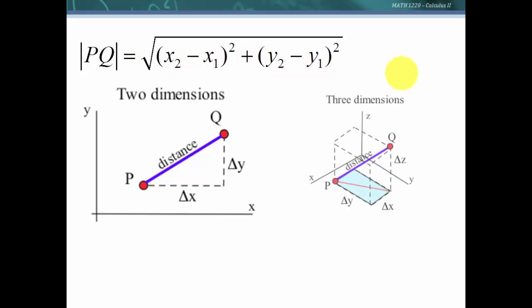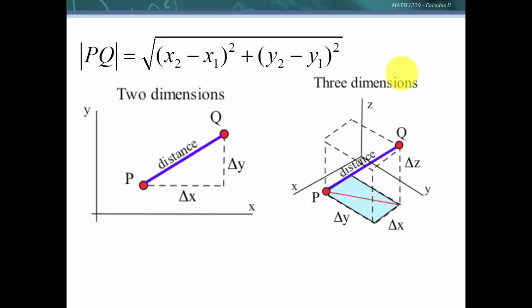Now in 3 dimensions we can do a similar thing. So we could look at this projected down onto the xy plane, and we would see that if we had our change in x and our change in y, then we could have this piece right here, which is the leg of the three-dimensional triangle. So this leg would be our difference in x's squared plus our difference in y squared, square rooted.